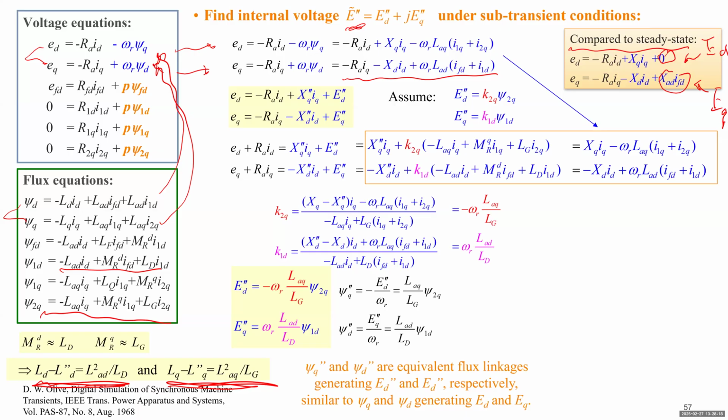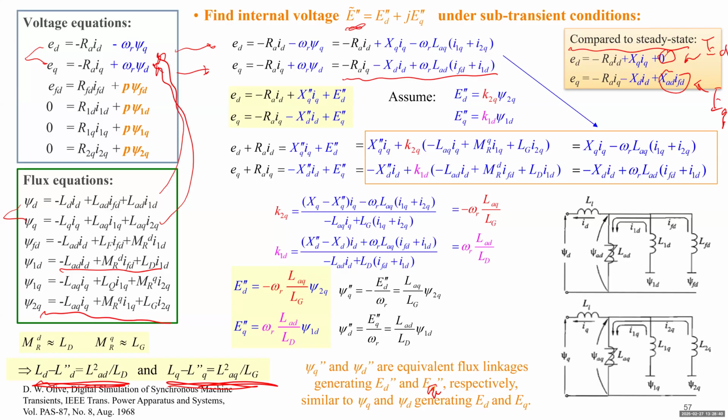So here Psi Q double prime and Psi D double prime are just equivalent flux linkages, which induce ED double prime or EQ double prime. This here should be Q. These are similar to Psi D and Psi Q, which induce EQ and ED.